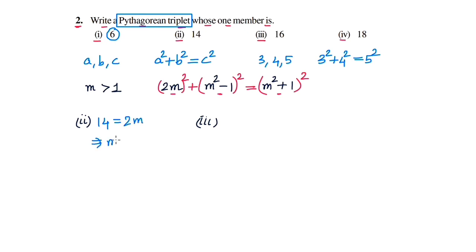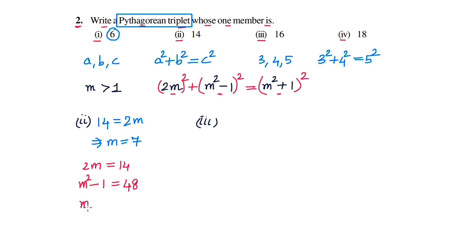Now what will be the value of m? m will be equal to 7, right? 14 divided by 2 is 7. Now as we already got our integer, we will not check for the others. Now going to find the triplet. Here m square minus 1 will be equal to 7 square minus 1, right? So 7 times 7 is 49. 49 minus 1, we can write 48.